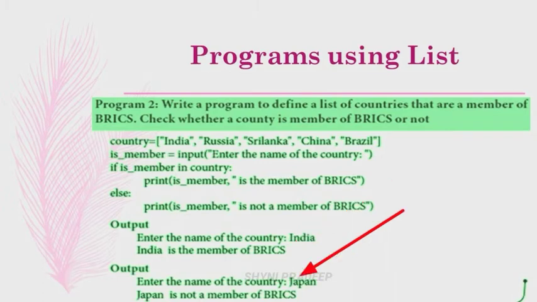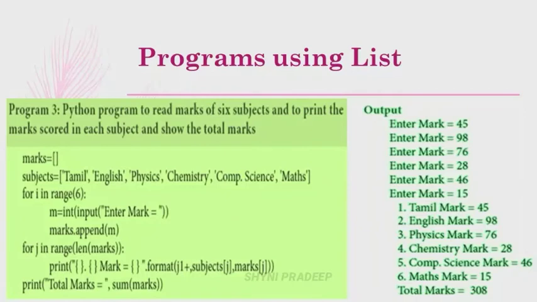See next, you are entering Japan. See here, is Japan available or not here? No. So Japan is not a member of BRICS will be printed on the output screen. Okay. See the next program.